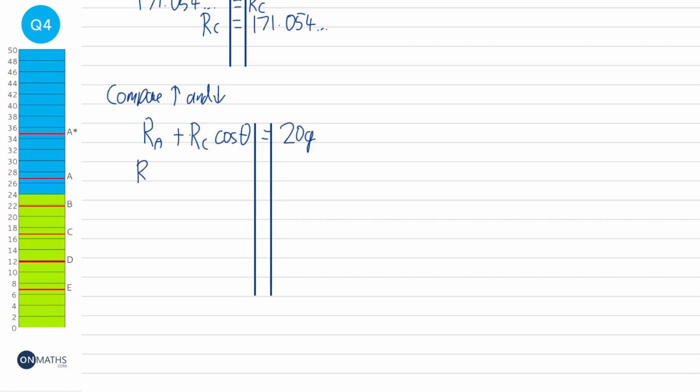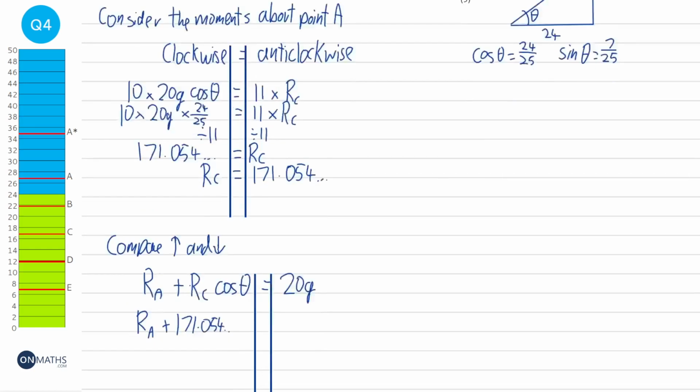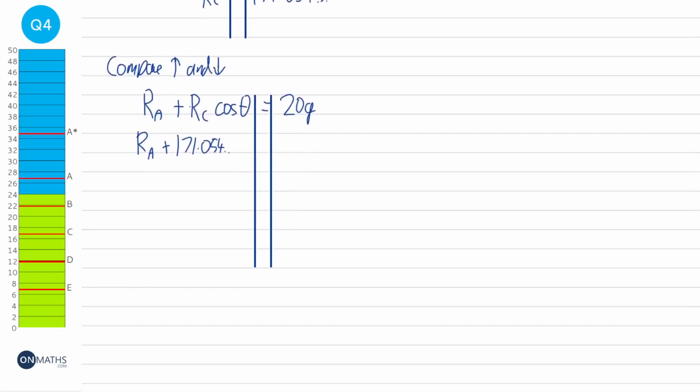So RA we don't know, that's what we're trying to find out. Cos theta, so well we've got RC from the previous one, so 171.054 blah blah blah, and we've worked out that cos theta is 24 over 25, so it'd be times 24 over 25 equals the 20g. Okay, next we're going to just subtract all of this from both sides. So just subtract them from both sides and you'll get RA is equal to 31.787 blah blah blah.